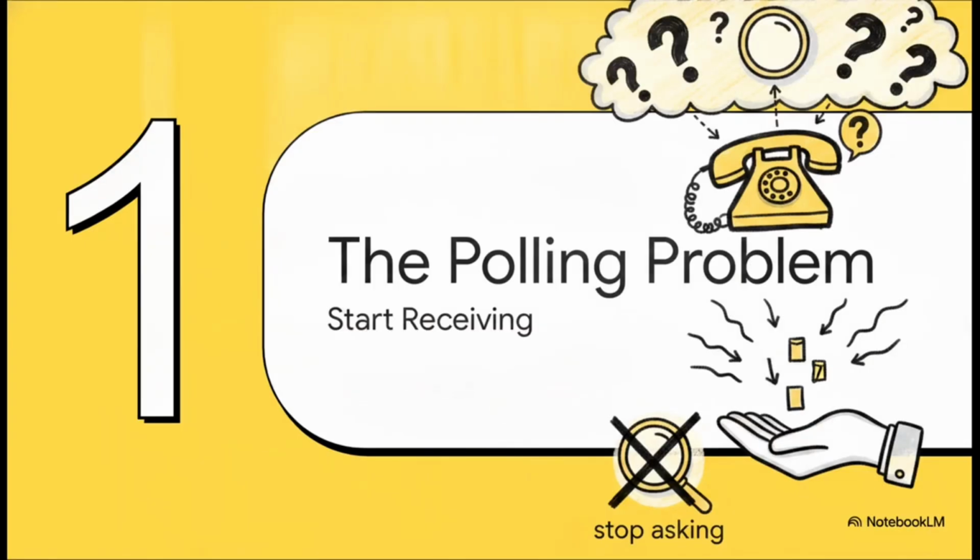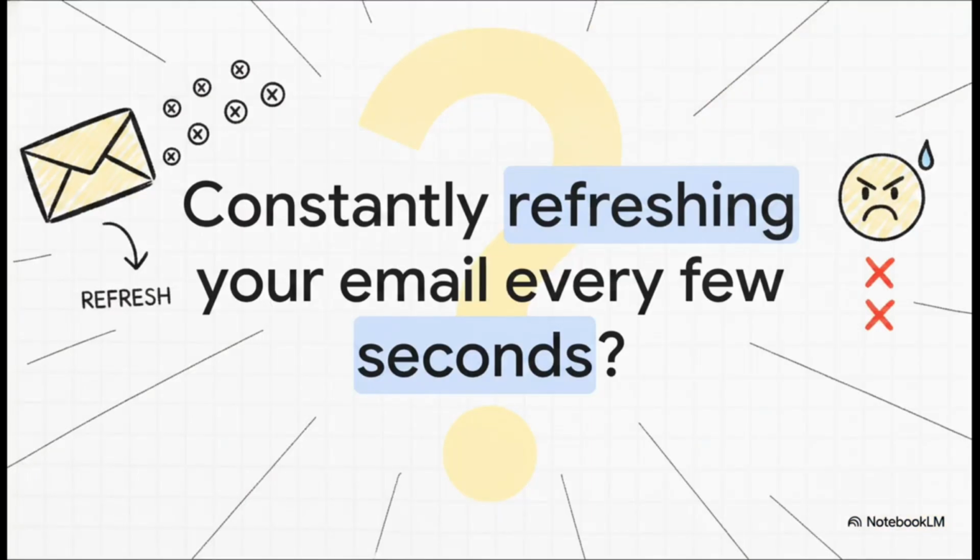Section 1. The polling problem. Basically, why we need to stop asking and start receiving. Okay, imagine you're waiting for a super important message, so you just sit there constantly refreshing your email inbox every 2 seconds. You click refresh. Nothing. Refresh again. Still nothing. That mind-numbing repetitive action, that is exactly how traditional API polling works.